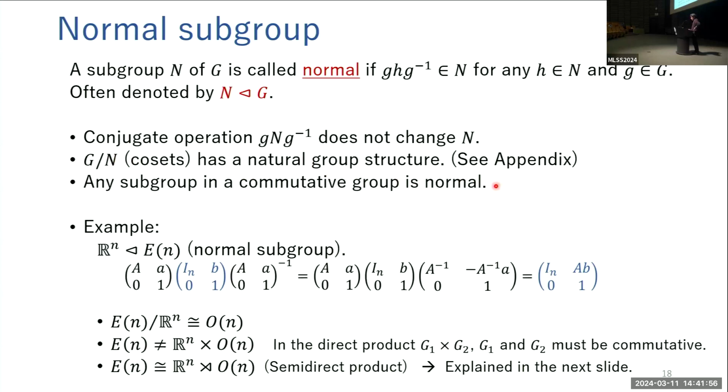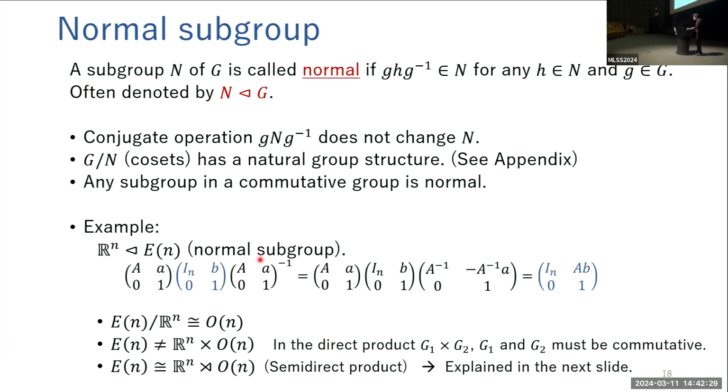And also, as you can see, if the group is commutative, then G and H can be swapped, and G times G inverse is identity. So this is again equal to H. So any subgroup in a commutative group, or abelian group, is just normal. So the normal subgroup is a way we can consider the non-commutativity.